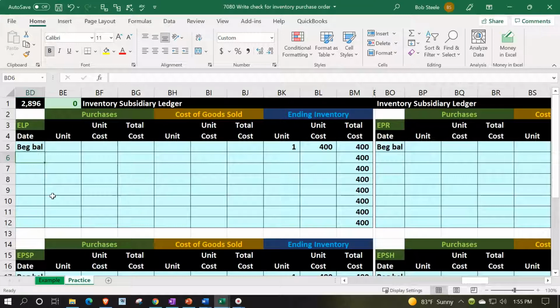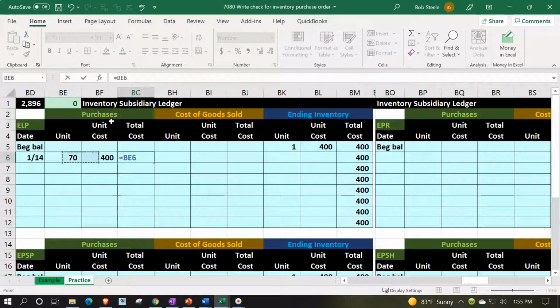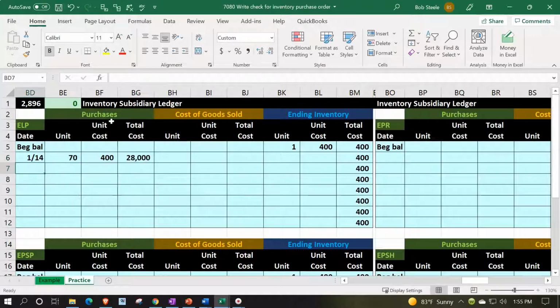So we're going to say, okay, this happened on 1/14. I'm going to say that we got some ELPs. So we're going to imagine that we're going to be purchasing 70. So on the purchase side of things, 70 units, I'm going to say at $400 and multiply this out. So 70 units times 400. We're going to have units, then 70 units. Dollar-wise, we've got $28,000 worth of the inventory.